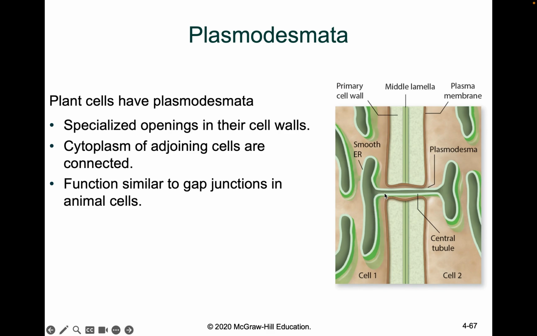And this only happens through specialized openings in the cell walls. It's not going to happen randomly. There are specialized openings in cell walls between cell number one and cell number two in plants, and it's literally just these membranes that are crossing from cell one to cell two. So that's how they are able to talk.